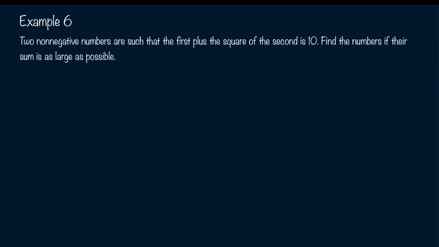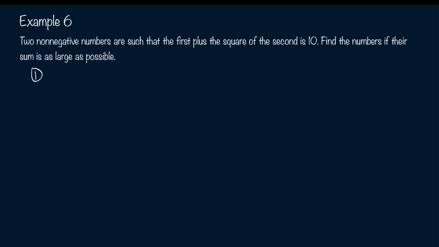Our final example is example 6. Two non-negative numbers are such that the first plus the square of the second is 10. Find the numbers if their sum is as large as possible. So we are going to be maximizing for this one. At first, this is where we really don't need to draw it, but we're going to need to find the equation, which is going to be our constraint equation.